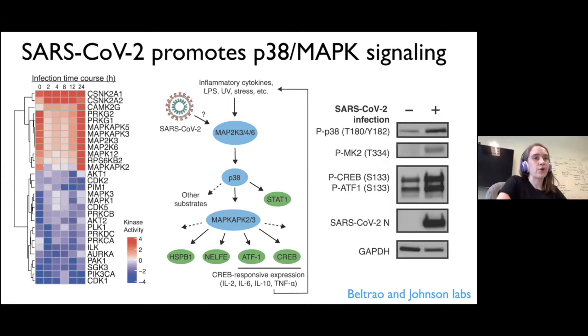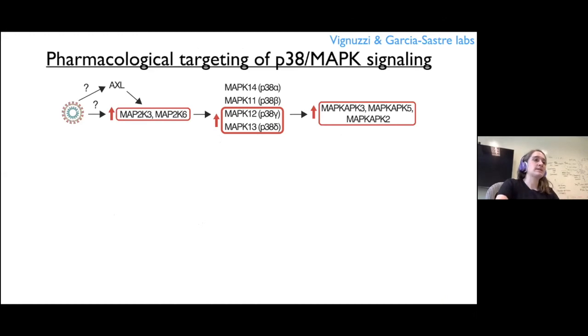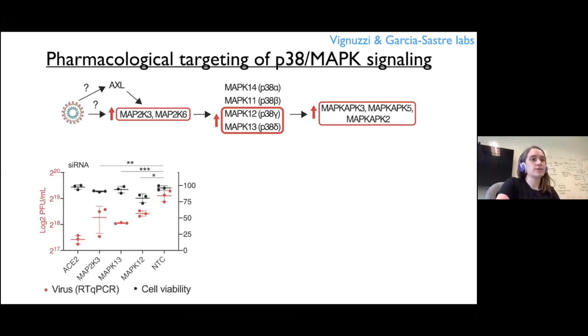And we further confirmed this predicted kinase activity increase by Western blot of phosphorylation sites known to regulate P38 kinase activity. And so the next thing we did was perform assays using siRNA knockdown of many of these P38 and MAPK signaling pathway components. And we find that in all cases, knockdown of different components of this pathway reduced viral infection.